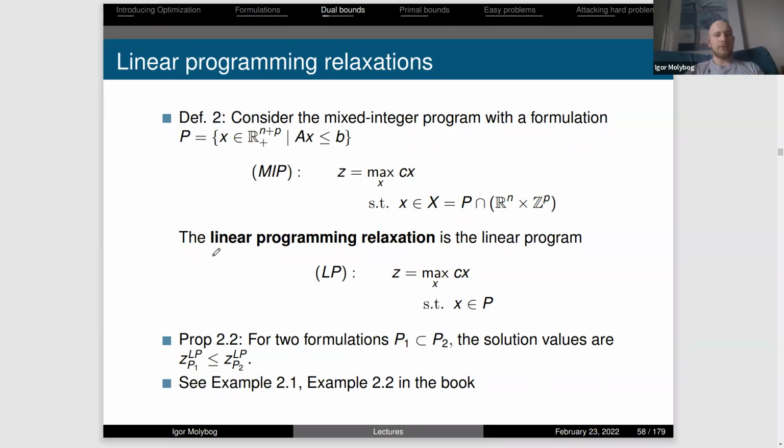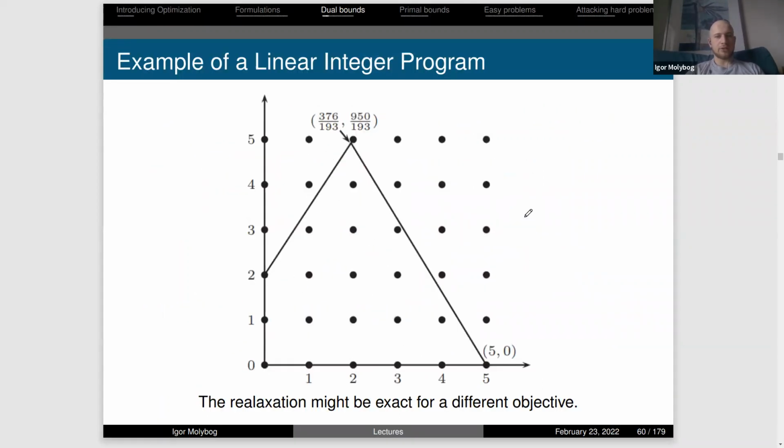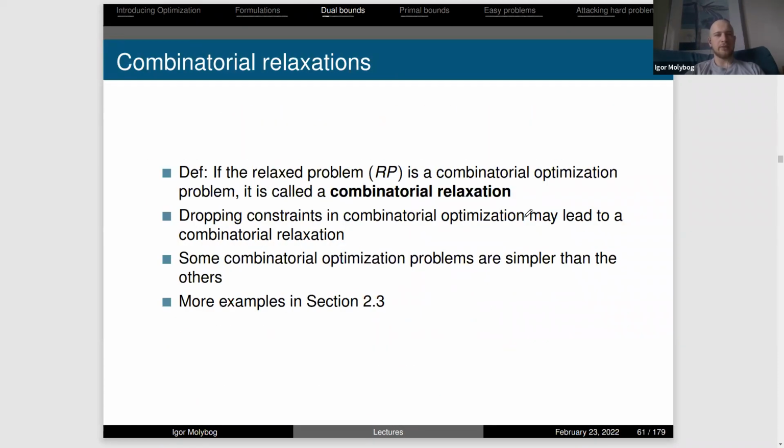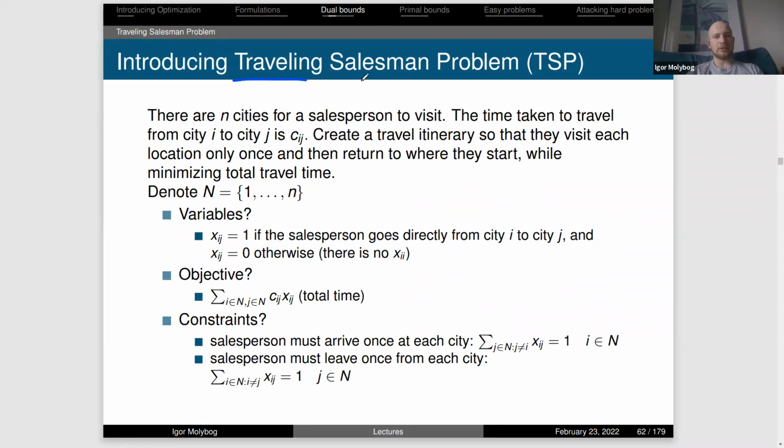Then we talked about linear programming relaxations. It's the relaxation where you just get rid of anything that is integral in the problem. We considered a couple of examples. We also took a look at the combinatorial relaxation of the traveling salesman problem.